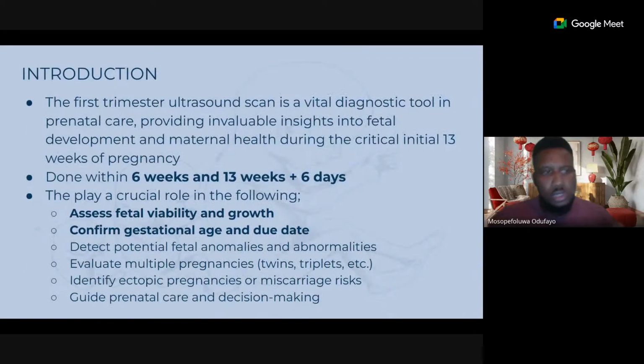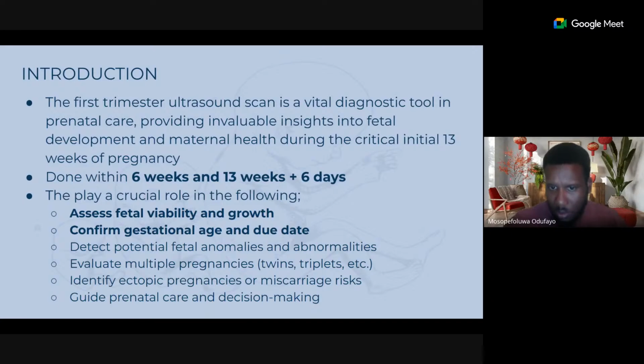So, introduction. First trimester ultrasound scan is a vital diagnostic tool in prenatal care. So you're doing a very important job by doing this. It provides valuable insights into fetal development and maternal health during the critical initial 13 weeks of pregnancy. And so you get a lot of information from your first trimester scan. And it's extremely reliable within 6 weeks and 13 weeks and 6 days.